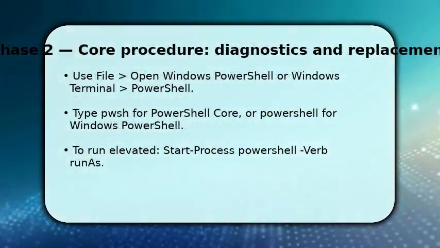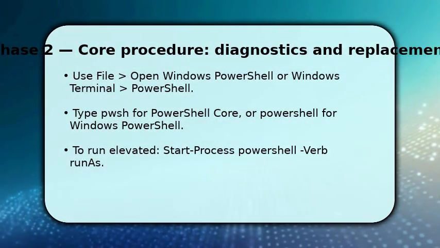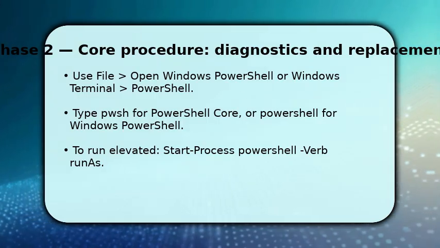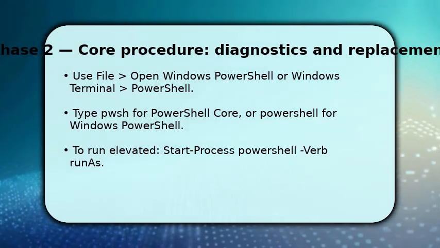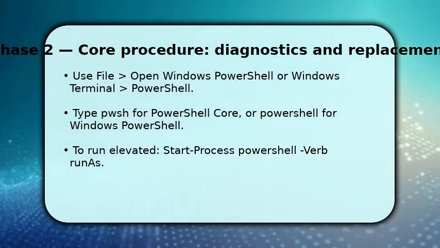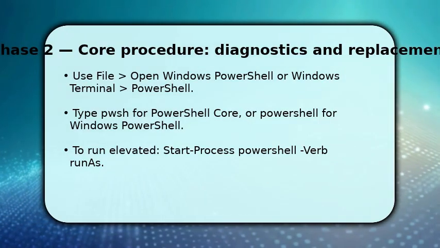Once the window appears, you may want PowerShell Core or an elevated session. If you prefer Core, type pwsh and press Enter. For Windows PowerShell, use powershell. To run as administrator, type Start-Process PowerShell -Verb RunAs and confirm the UAC prompt.